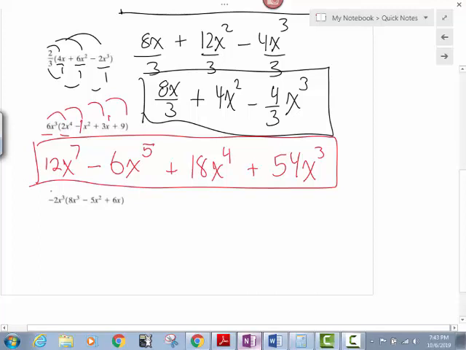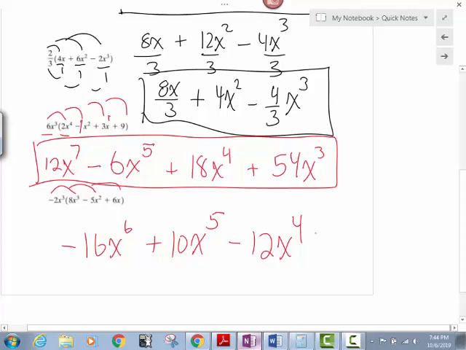And one more on the same page. 1, 2, 3. So let's see. That's going to be a negative 16x to the 6 and a positive 10x to the 5. And negative 2 times 6 is a negative 12x to the fourth. All right, let's go on to the next page.